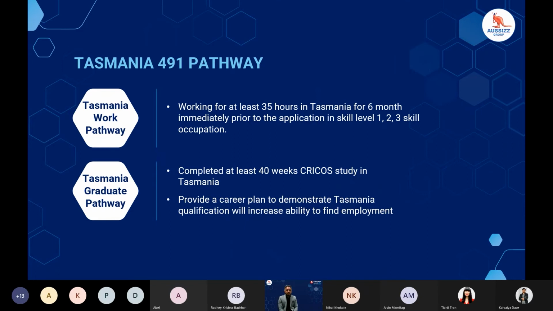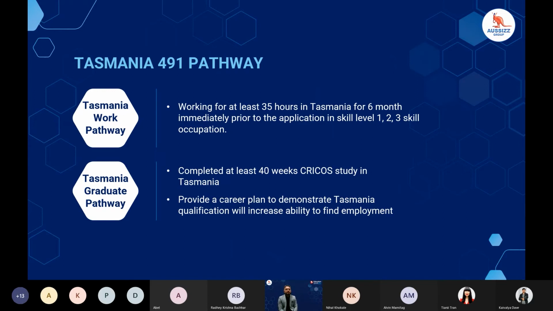Next one is Tasmanian 491. For the Tasmanian work pathway, you have to be working at least 30 to 35 hours in Tasmania for 6 months immediately prior to the application. And the work experience does not have to be in your nominated occupation. It can be in any occupation with skill level 1, 2, or 3.